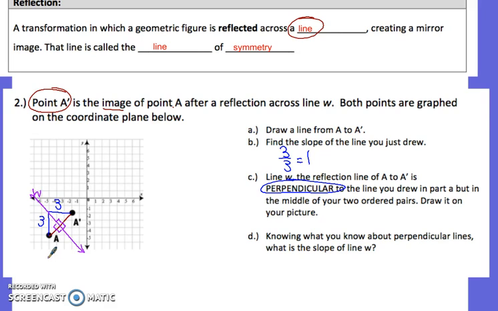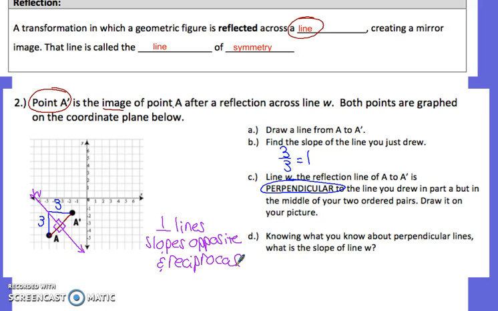Part D says, use what you know about perpendicular lines. What is the slope? Remember, perpendicular lines have slopes that are opposite and reciprocal.